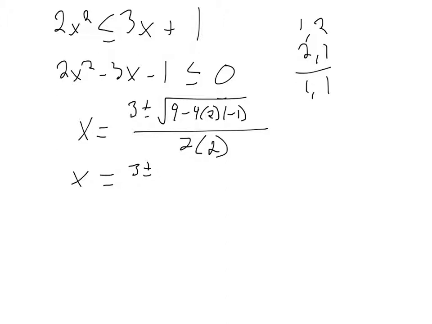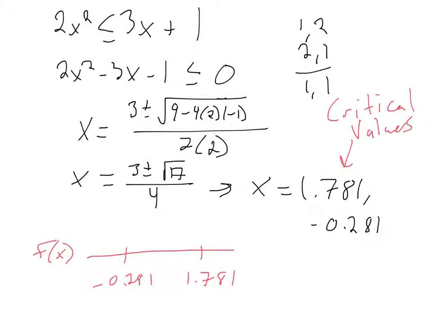And so I'm just going to go ahead, 9. 4 times 2 times 1 is positive 8, so 9 and 8 is 17. So square root of 17 over 4. And what I'm going to do is, because I can't do much with this irrational number here, I'm going to take my calculator and find decimal approximations for both those solutions. Let's go ahead and do that while I talk into the thing.